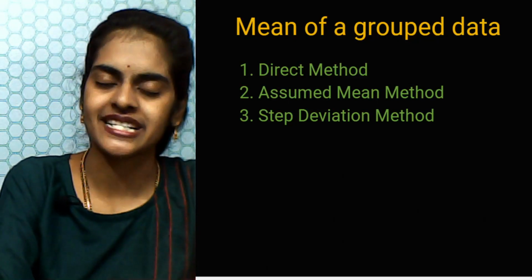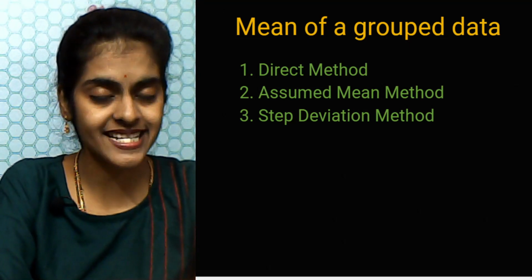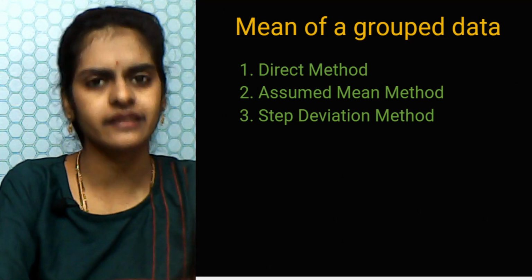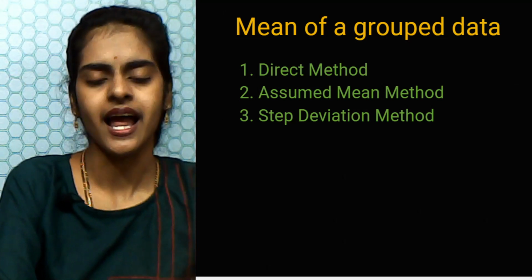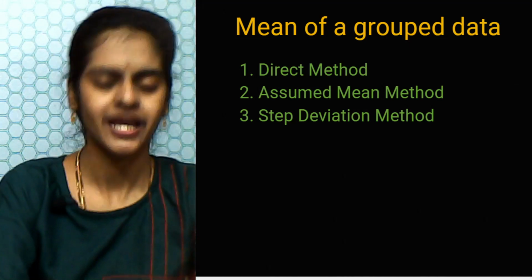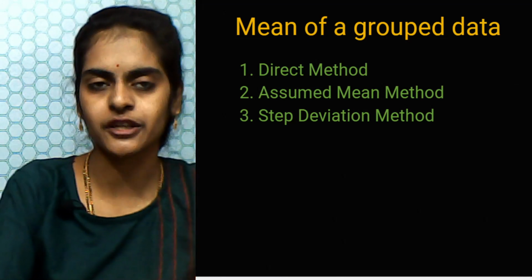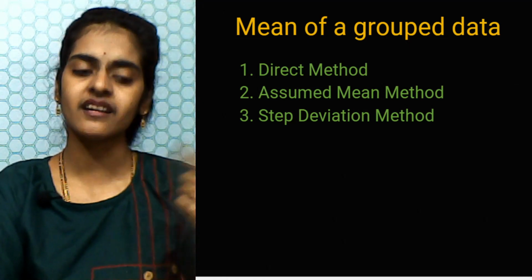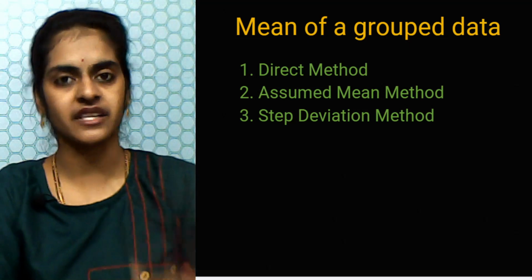In this video, we shall discuss statistics of class 10. So in the earlier video, I have discussed the mean of ungrouped data, the difference between grouped and ungrouped data. And now let us discuss how we can find the mean of grouped data. As you can see on the screen, the mean of grouped data can be found using three methods. Yes: direct method, assumed mean method, and step deviation method.